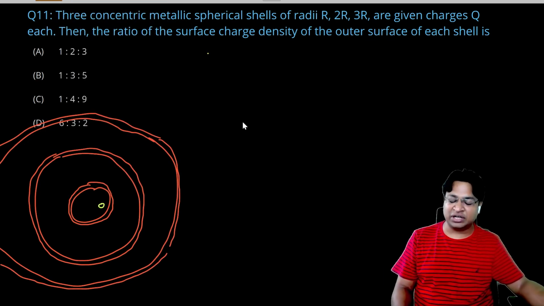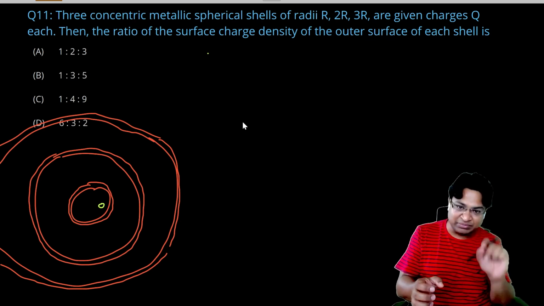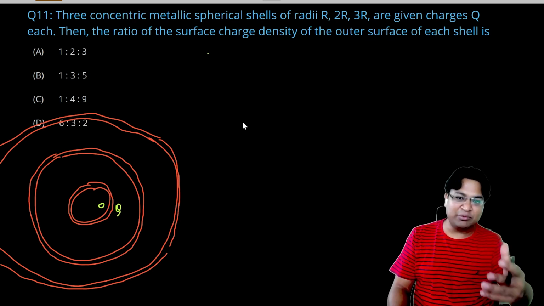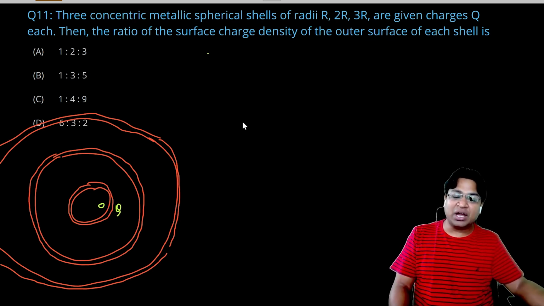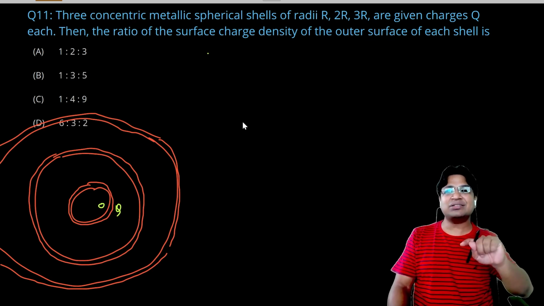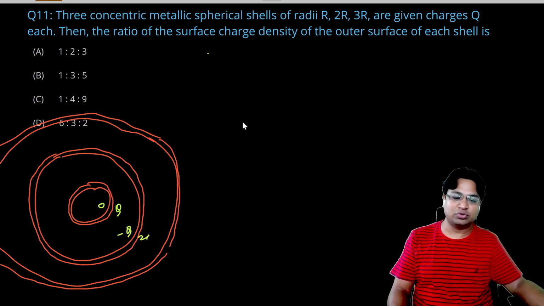zero charge on its inner surface, because the inner surface can have charge only when there is something else kept inside it. There is nothing kept inside, so this is zero. So the q will appear here. Now, by the same logic, if the outer surface of the innermost sphere carries charge q, then the inner surface of the middle shell will have a charge of minus q. The total charge should be q here, so 2q appears. Similarly, minus 2q here and 3q here.